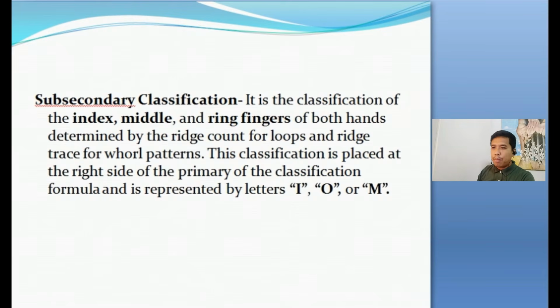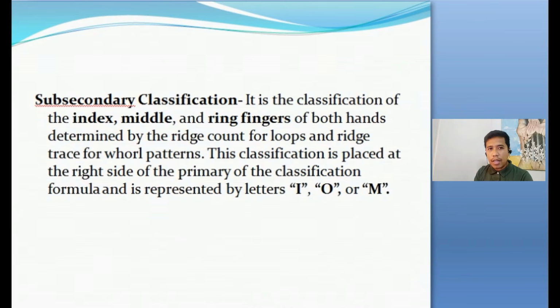In the previous CLA, not the 2021 CLA but the 2017 CLA, as far as I can remember, because I usually compile questions that came out in the board exam, inner, outer, and mid came out in the sub-secondary classification. That is why I want you to understand this. For the index, middle, and ring fingers, what we will do is ridge counting for loop patterns and ridge tracing for whorl patterns. Again, for whorl patterns, we trace, ridge tracing. For loops, what should be done? Ridge counting. That came out, that also came out. Ridge counting for loops, ridge tracing for whorls.